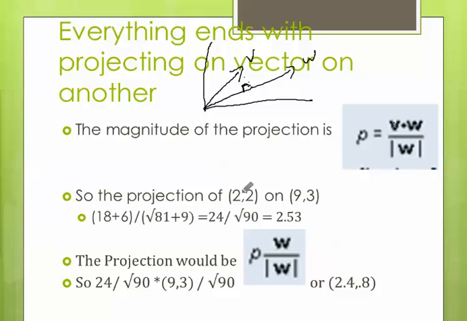So let me give you an example. I've got this vector going through the point 2, 2, and a vector going through 9, 3. Dot product between the two: 2 times 9 is 18. 2 times 3 is 6. 18 plus 6 is 24. So let's find the magnitude. 2 squared plus 2 squared is 8.